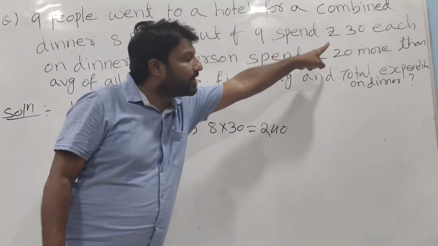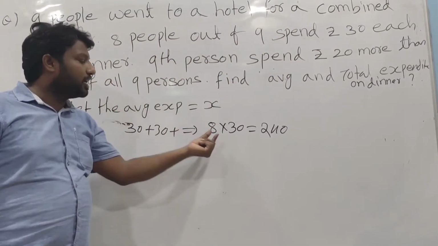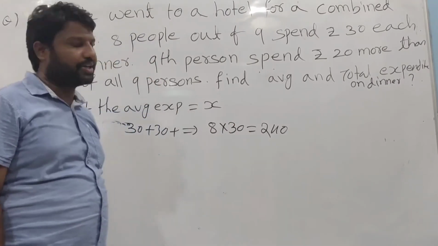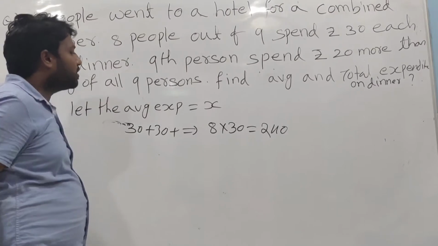So 8 people out of 9 spent rupees 30 each on dinner. That means each member spent 30. 30 into 8 is nothing but 240 rupees. 8 people have spent 240 rupees.